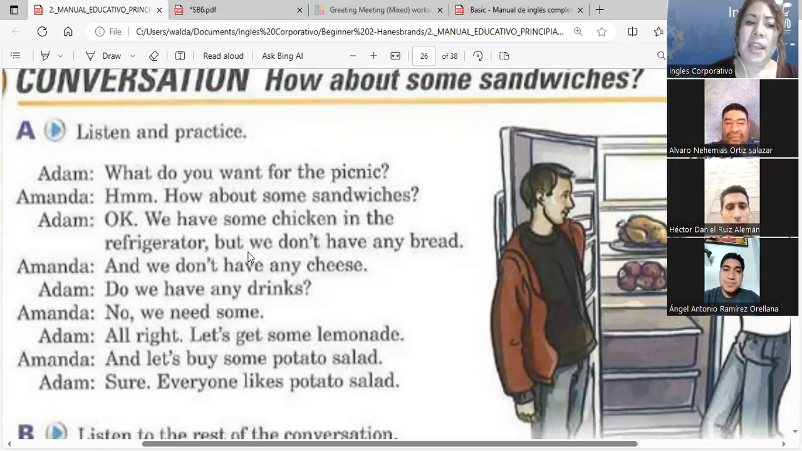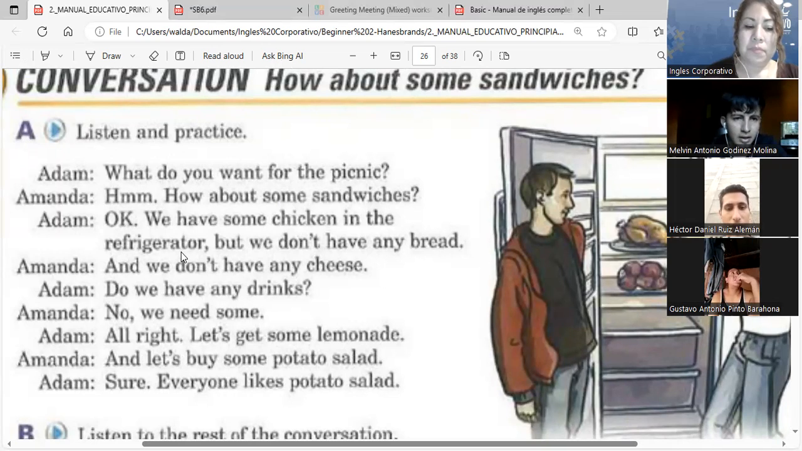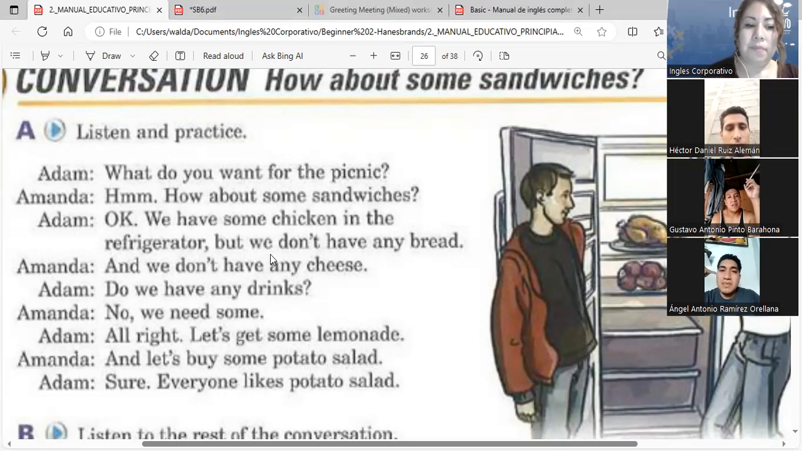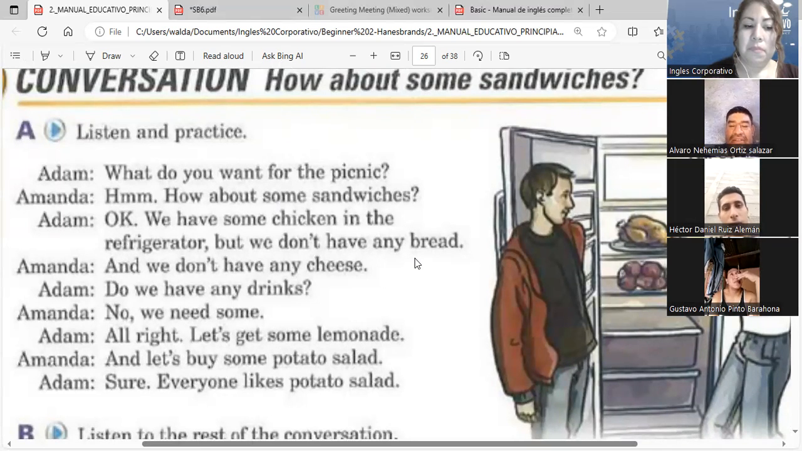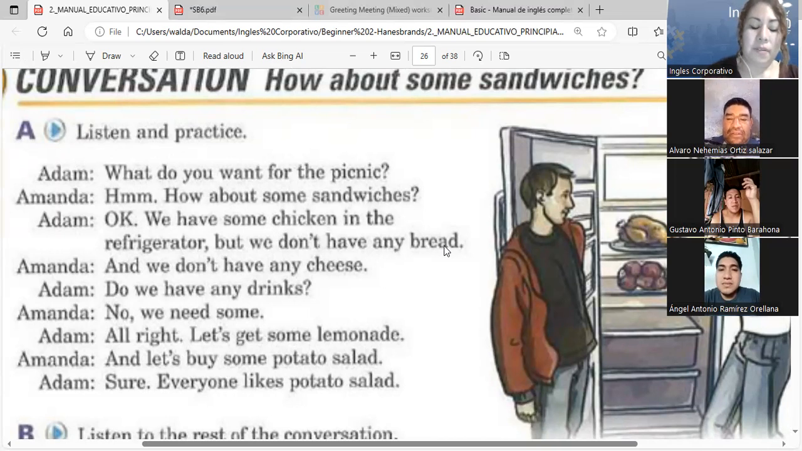Okay, we have some chicken in the refrigerator. Refrigerator. Good. But we don't have any bread. Yes, very good. And we don't have any cheese.